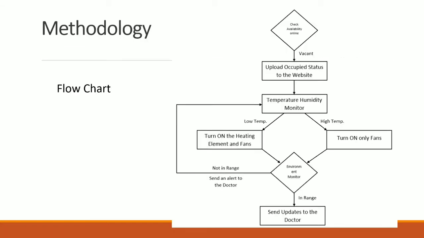Okay, so the methodology goes like this. This is the flowchart, and obviously the availability will be checked first. If the infant incubator is available, then the data will be uploaded to the website. First, the temperature humidity monitor. If the temperature is high, then only the fans will turn on. If the temperature is low, then the heating element and the fan will turn on. As one of my team members said, the temperature required is 36.5 to 37.2 degrees, so that range has to be maintained.